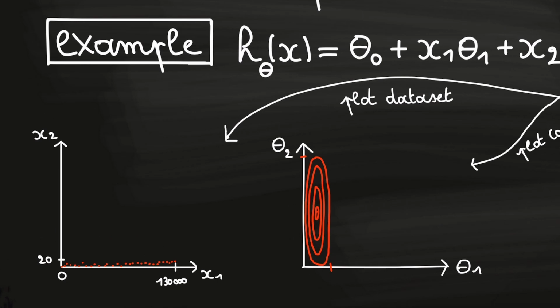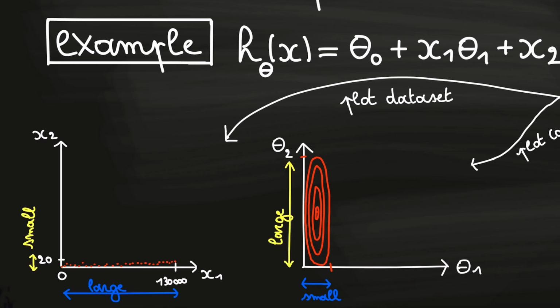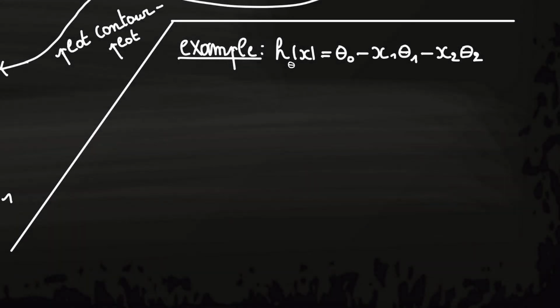As you see, this is very elliptical. This is because a large range for a feature will typically result in a small range for the corresponding parameter, and a small range for a feature will typically result in a large range for the corresponding parameter. This can be illustrated by the following example.